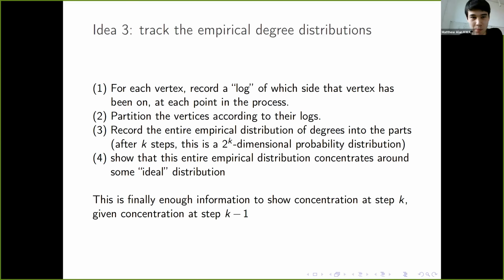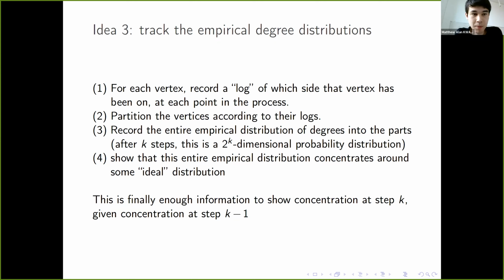Let me try to be a bit more precise about what I mean here. For each vertex, I want to record a log of which side that vertex has been on at each point in the process. After k steps, there are 2 to the k possible logs you could have, 2 to the k sequences like A, B, A, B, as I move between the 2 parts according to the swapping process. So you partition the vertex set into 2 to the k parts, depending on the different logs that they have. And then after k steps, the information that you've revealed so far is that I know the degree of every vertex into every part.